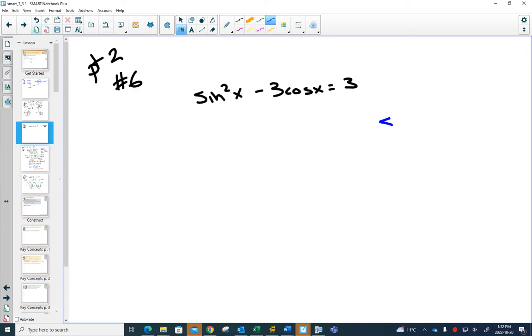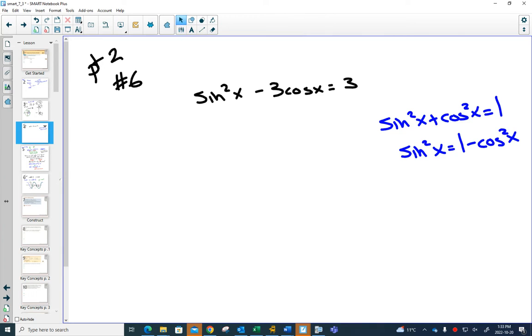Now the big idea of sine squared x plus cos squared x equals 1 can be rearranged so that either sine squared x or cos squared x is by itself. In this case, I'm going to rearrange it so that sine squared x is by itself. And the reason for that is the equation that we're trying to solve has a cos and it has a sine. You can't do any factoring, you can't do any solving, because you have 2 different trig functions.